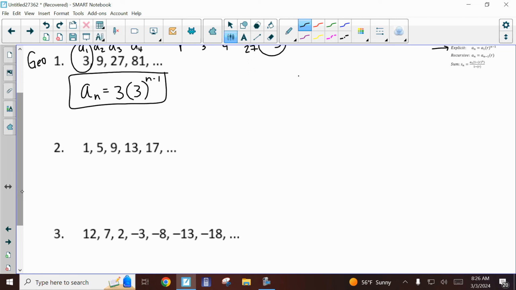Now if you look at problem 2, I'm going to see if it has a common difference. So if this is A1, A2, A3, A4, and A5, I have to be able to subtract every pair of next door neighbors from right to left. So 5 take away 1, 9 take away 5, 13 take away 9, and then 17 take away 13. Every single one of these answers equals 4. So that is a common difference, which means this is going to be arithmetic.